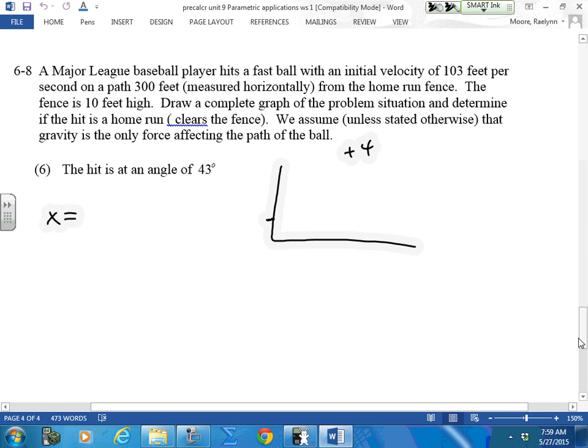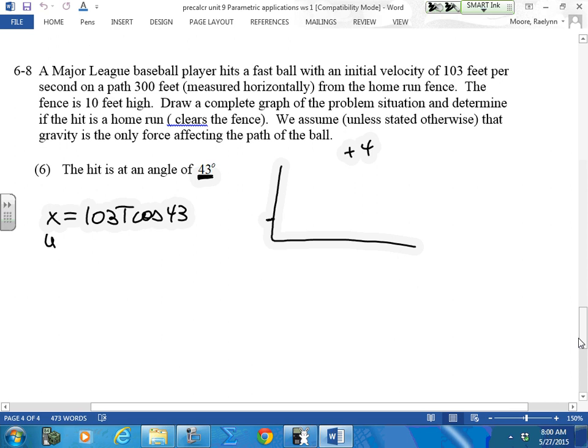What's my x equation? 103 t cosine 43. From here, he hit it at an angle. I gave it to you afterwards. I kind of used this little scenario and changed it around a little bit. I added a little wind speed and stuff like that. We hit the ball and then we added some wind speed to it. But we're going to keep him 4 feet off the ground. So is this okay so far?